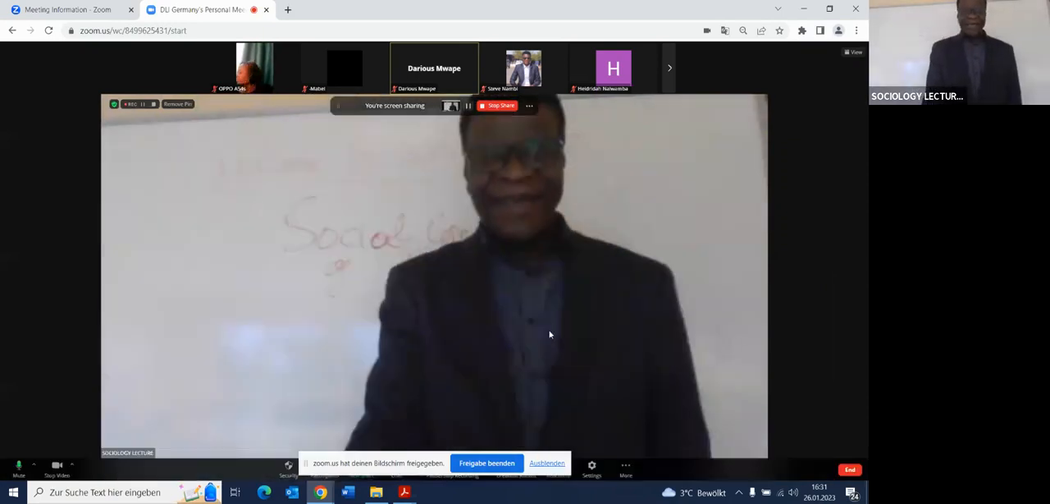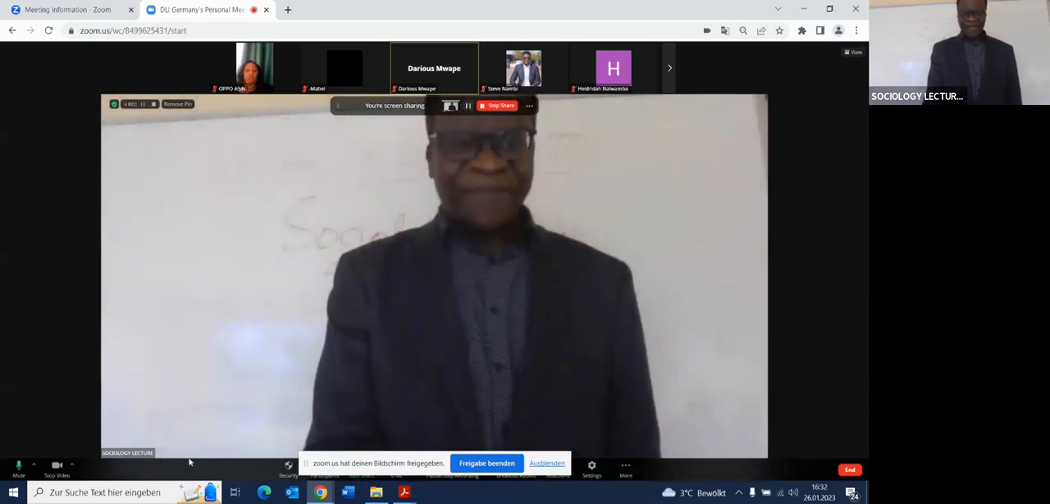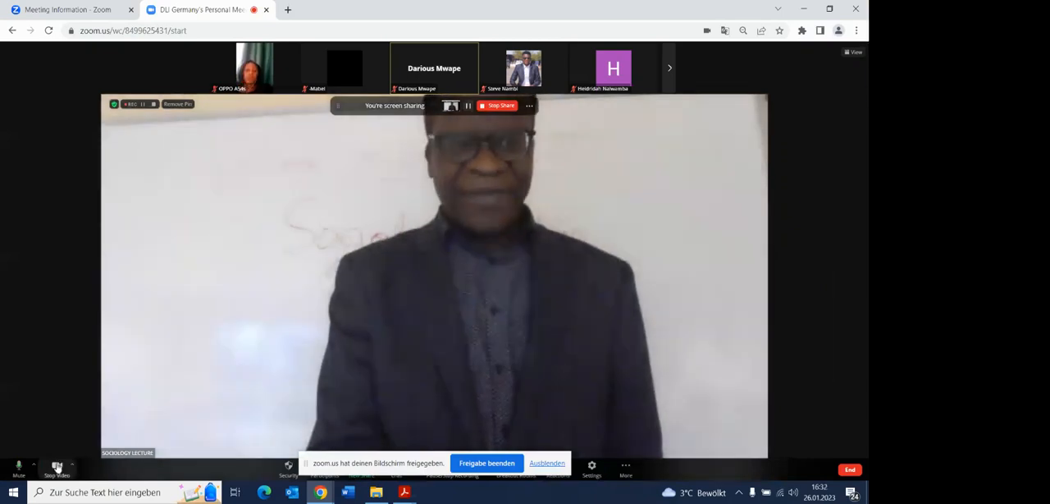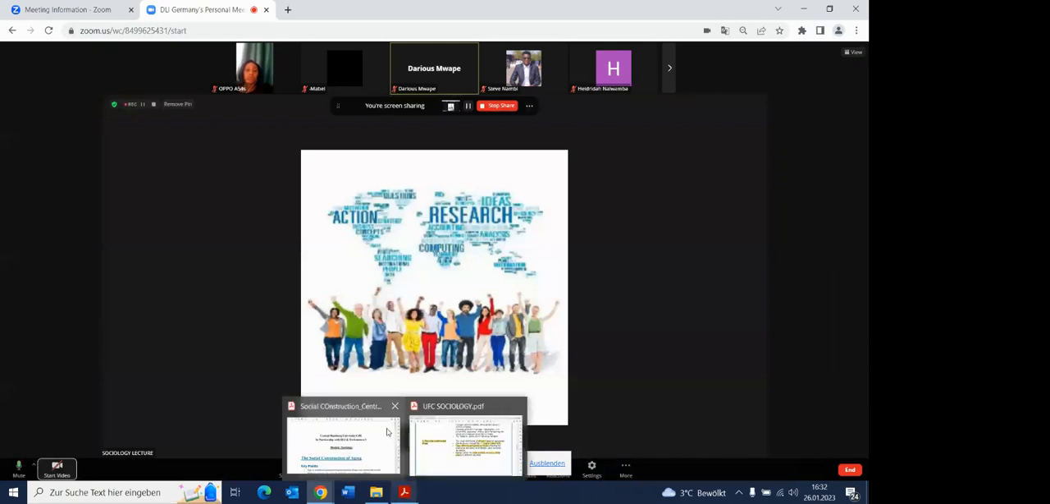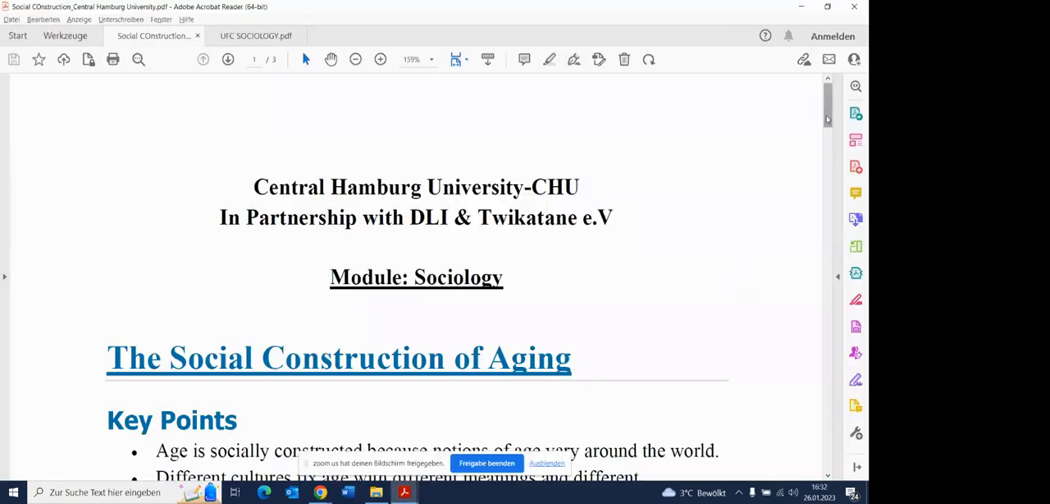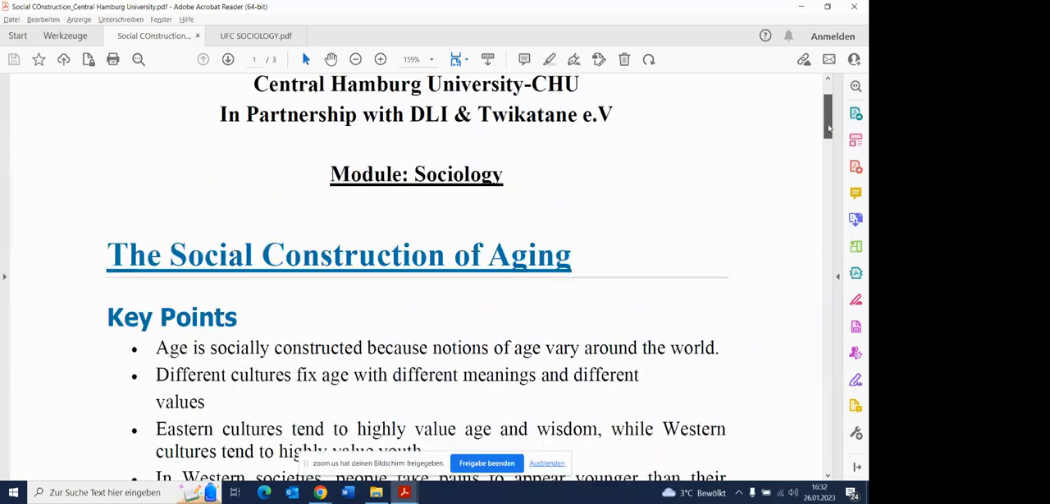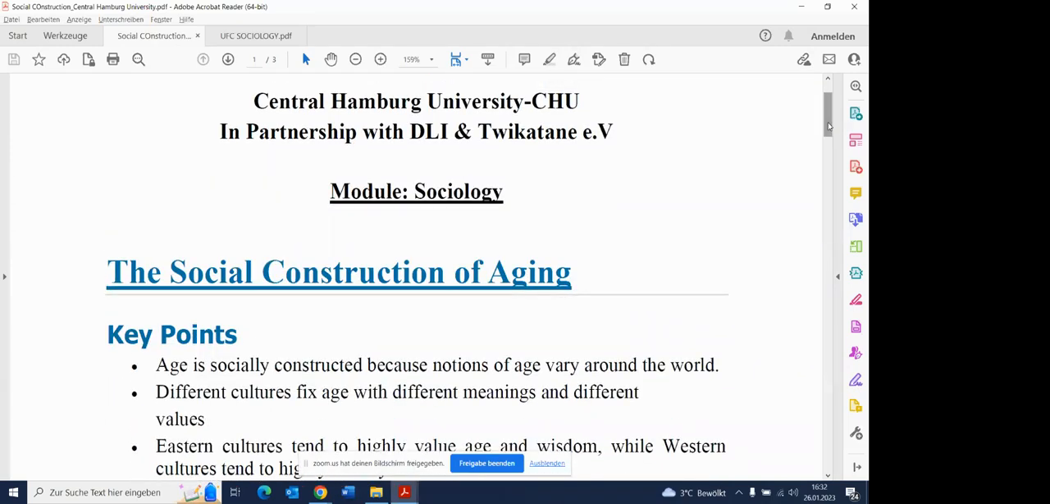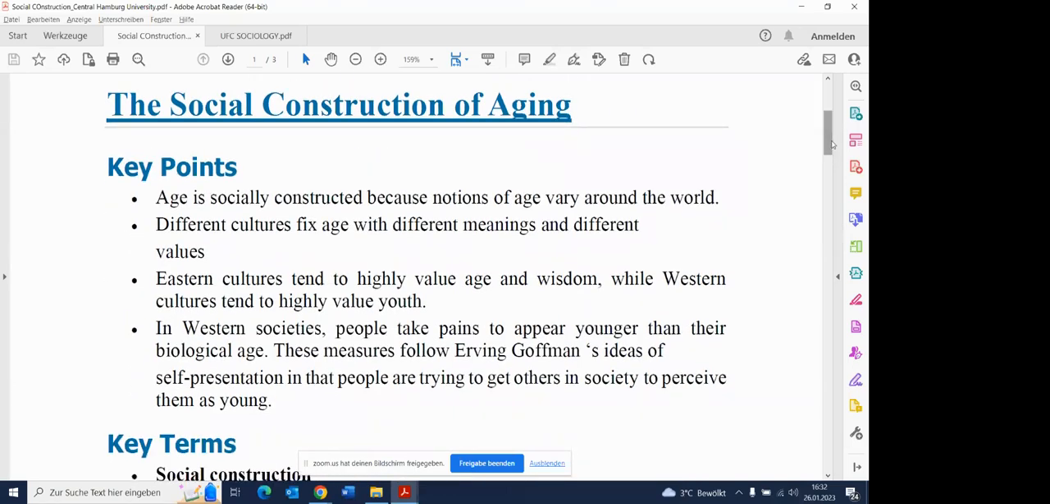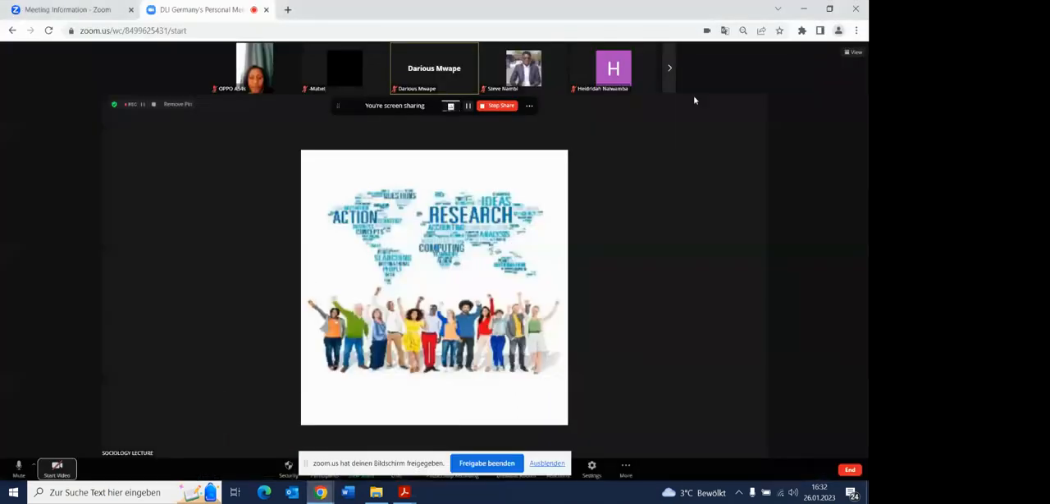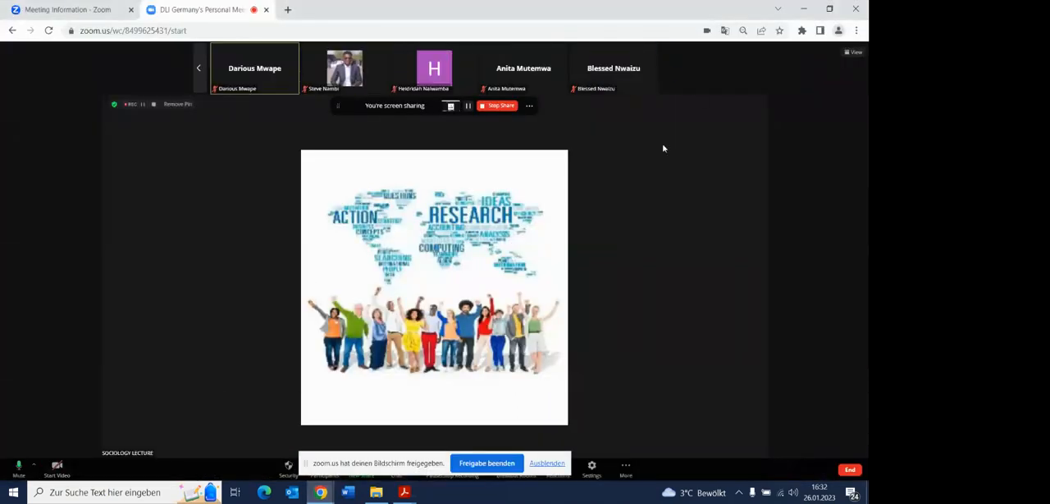Now, let's do this. I'm going to share the document. It's disturbing me. Yeah, share the document. Okay, I'm sure you're able to see that. So, more to sociology. The social construction of aging, of age. Can we have somebody to read for us for a change? Somebody who can volunteer? Anybody to read who can volunteer?